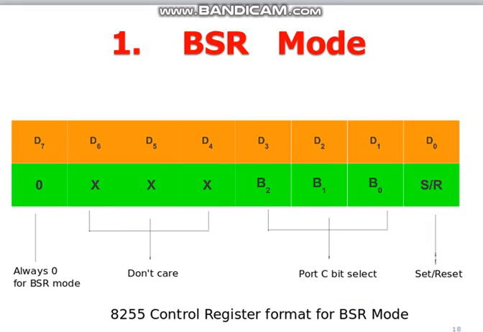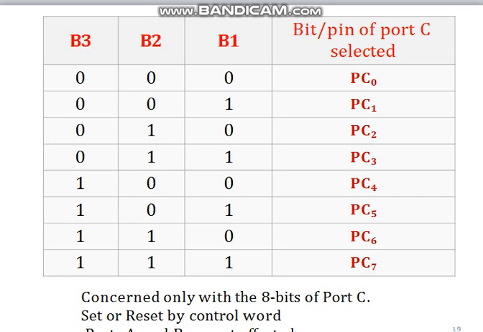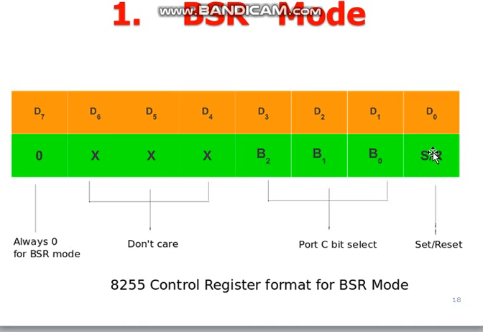So here, see here. When B1, B2 and B3 are all 0, 0, 0, your PC0 will be set. It will be set when this set/reset input is equal to 1. When it is 0, 0, 0 and this is 1, then PC0 will be set. When it is 0, 0, 1 and this is 1, then PC1 will be set. When set/reset is made 0, then this bit will be reset.